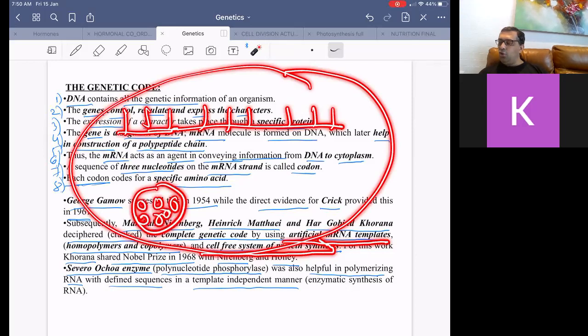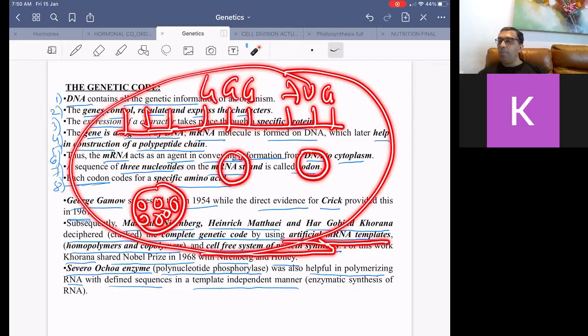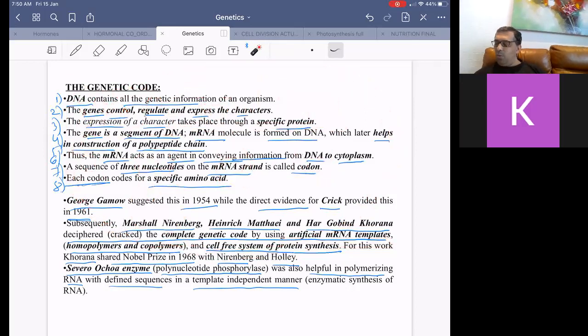And for AUG, what got attached? Methionine. For GGG, what got attached? I hope you remember. For GGG, glycine. For UUU, what got attached? For UUU, phenylalanine. For CCC, what got attached? Proline. So they found out each and every codon specified a specific amino acid.